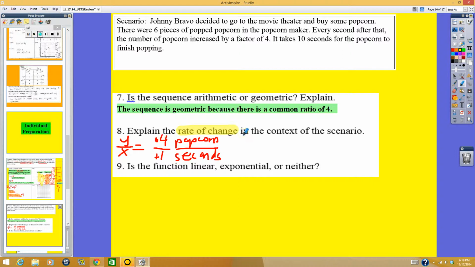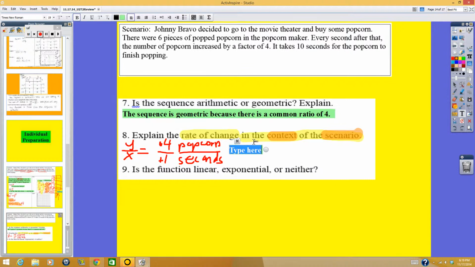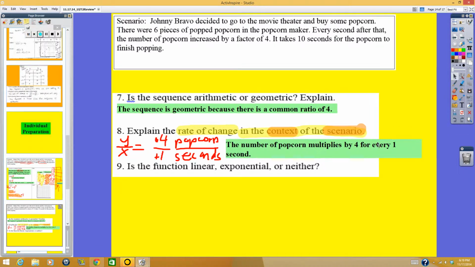We just did that. In the context of the scenario. This is where you have to write a sentence. We have to talk about it in a scenario. What does this 4 over 1 mean? So a sentence that you could have come up with would have been the number of popcorn multiplies by 4 for every 1 second. Right? The number of popcorn multiplies by 4 for every second. It doesn't matter. As long as you have a variation of that, you're good to go.